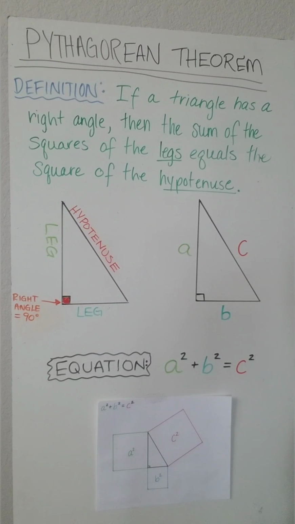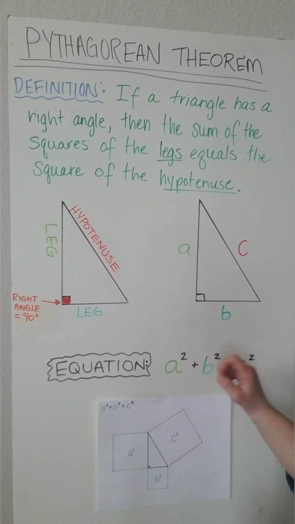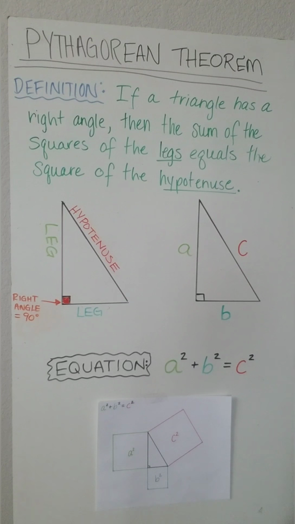Now let's break down the definition even more. It first says the sum of the squares of the legs. Remember that sum represents addition, so you're going to add two values together. Then it says the squares of the legs. Remember back early on in the year when we learned how to square a value. That means we are multiplying that value by itself, and it is represented by a little 2 next to that value up in the upper right-hand corner.